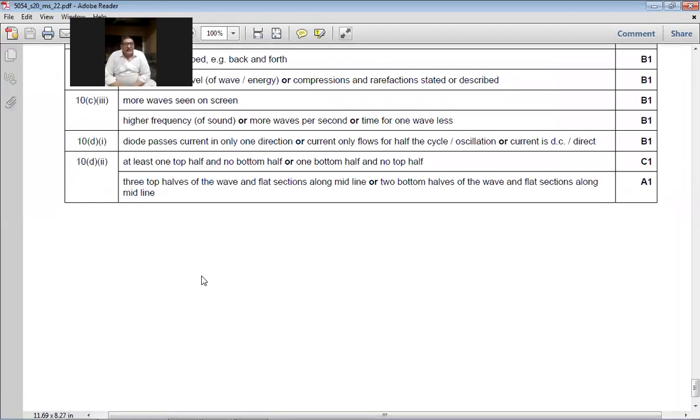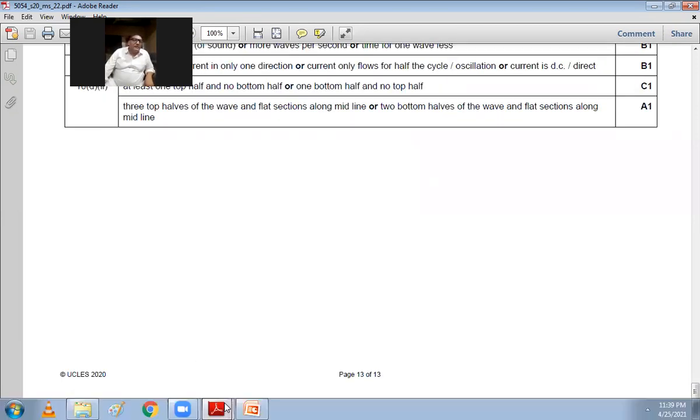He says at least one top half and no bottom half, or one bottom half and no top half. We have used the top half. 3 top halves of the wave and flat section along midline, or 2 bottom halves of the wave and flat sections along the midline. We have made it perfect. So I think the paper is over.